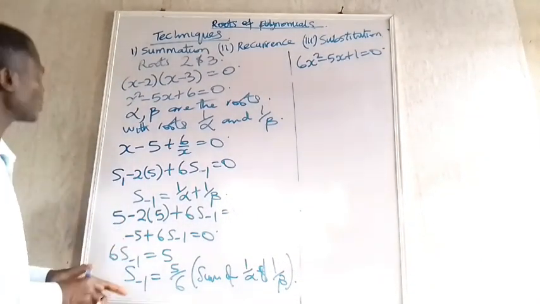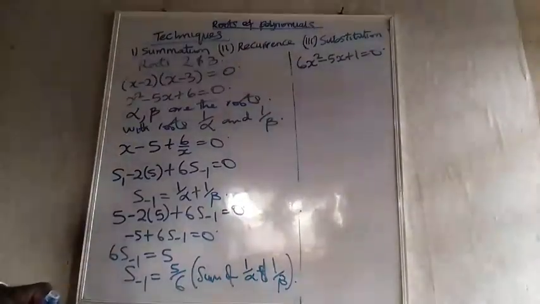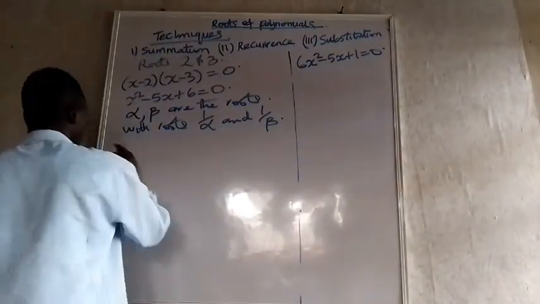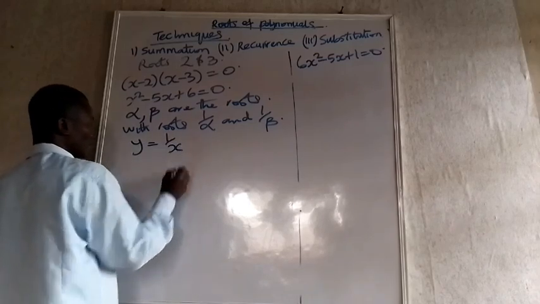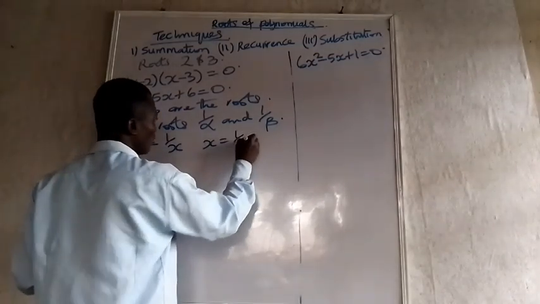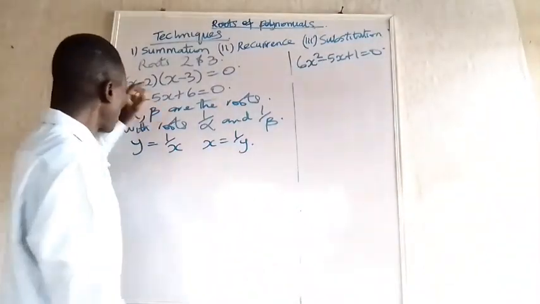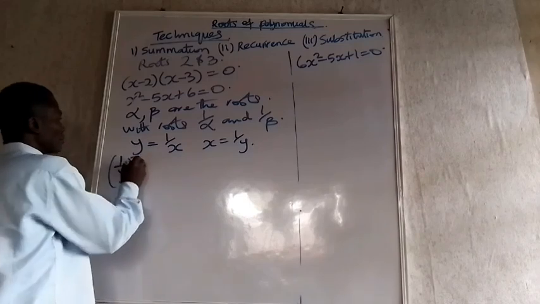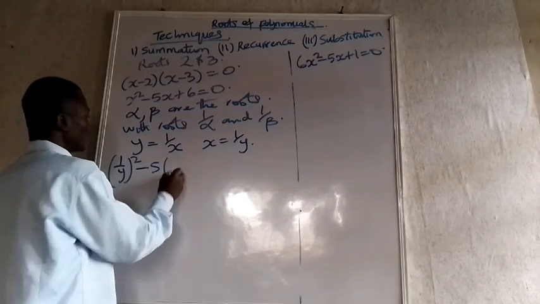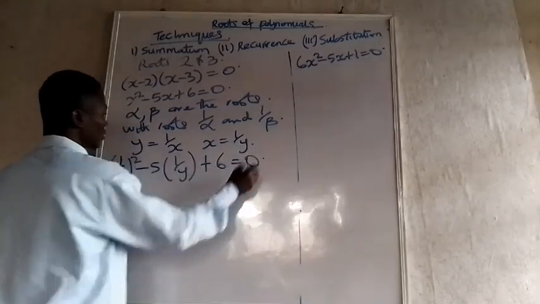Now let's also see, if we now use substitution, what is it going to be like? Now let's use substitution. We see that y is equal to 1 over x. So x equals 1 over y. So what we need to do now is to substitute 1 over y for x in the equation. So what are we going to do? We are going to have 1 over y squared minus 5 times 1 over y plus 6 equals 0.